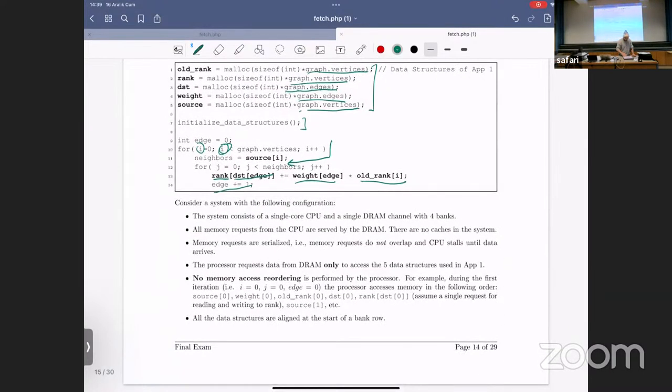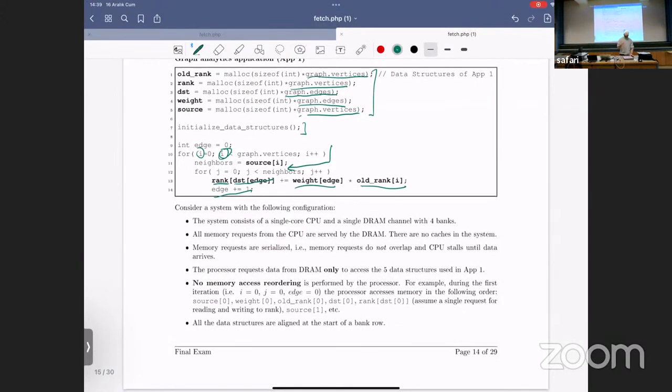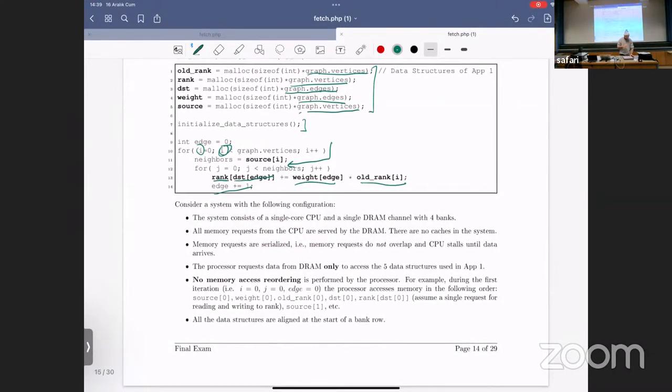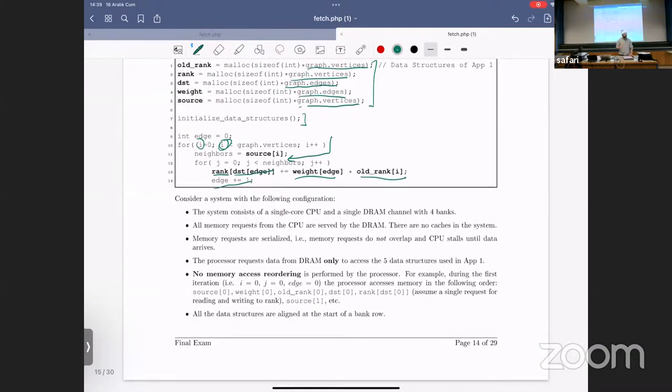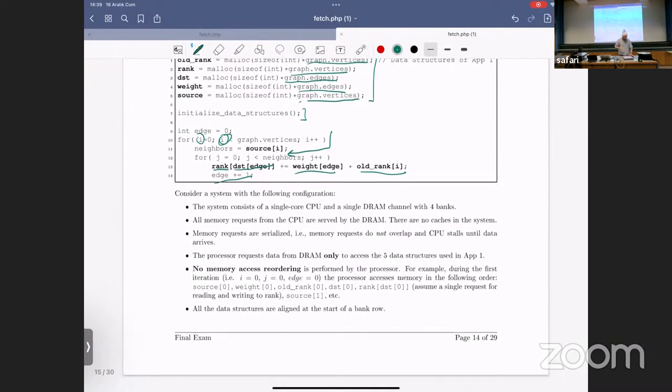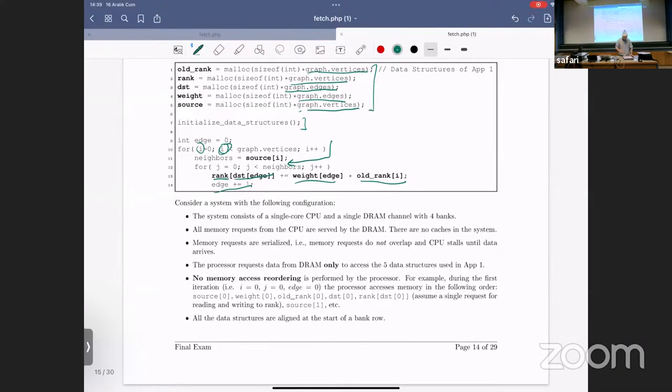Then the question gives us the configuration of the system. The system consists of a single core CPU and a single DRAM channel with four banks. All memory requests are served by DRAM. There are no caches in the system. Memory requests are serialized. What does that mean? The memory requests do not overlap, and the CPU stalls until data arrives. So everything depends on memory. The processor requests data from DRAM only to access these five data structures used in the application. There is no memory access reordering.